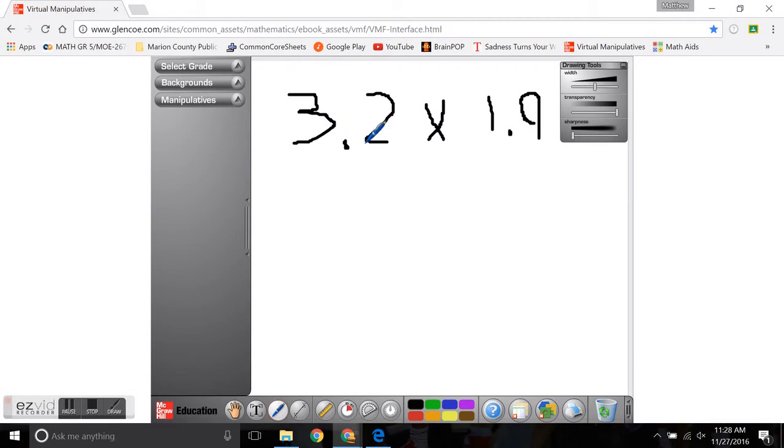So 3 and 2/10, if we round to the nearest whole, well, 2 is nowhere near being 5, so we're going to leave the 3 as 3 wholes. So now we have 3, and we're multiplying that by 1 and 9/10. Well, 1 and 9/10, you should clearly see that's almost 2. So we have 3 times 2. And I'm pretty sure you learned back in 3rd grade that 2 sets of 3 is 6.